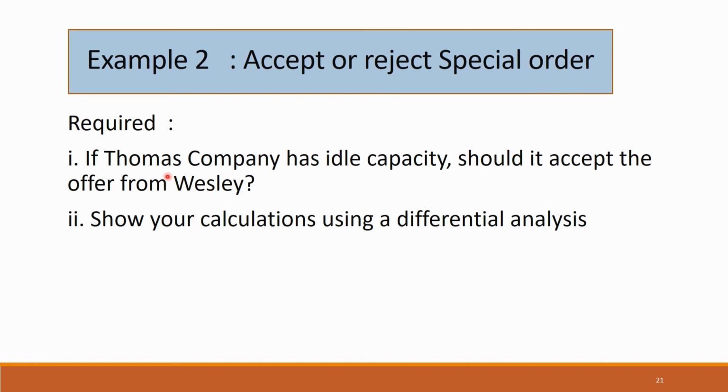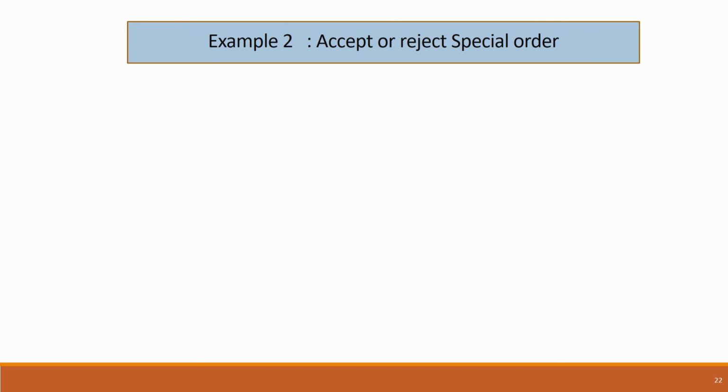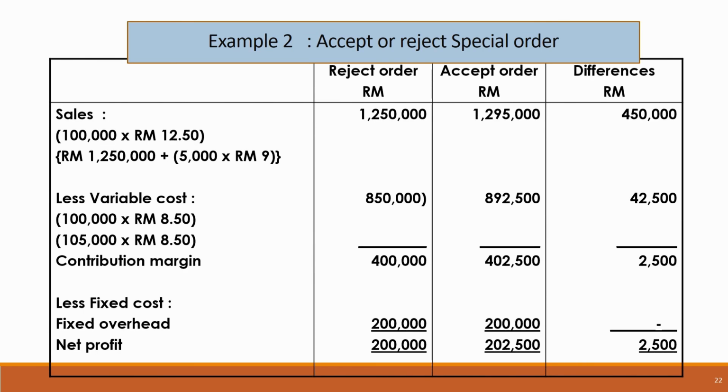Required. Number 1, if Thomas Company has idle capacity, should it accept the offer from Wesley? Number 2, show your calculation using a differential analysis. And this is the answer for example 2, accept or reject special order. Sales for reject order is different from sales for accept order. So we look at the first one, reject order.